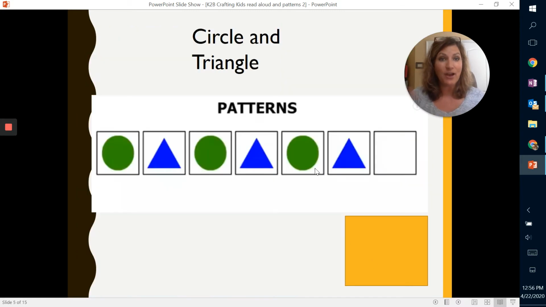All right, so now let's see if we can figure this out. We have a circle and triangle pattern here. And as you know, I introduced you to an AB pattern. So I wonder if you could guess what the next shape would actually be. Remember, you have to know the attributes to be able to identify these shapes. Now, this is a circle. It has no sides and no corners. The triangle, so it's circle, triangle, circle, triangle, circle, triangle. What do you think it is?